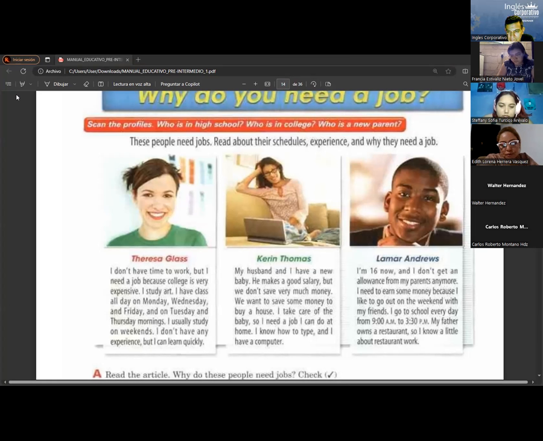Computer. Perdón. Excellent. Lamar Andrews, volunteer. Me. Thank you. Okay, Lamar Andrews.